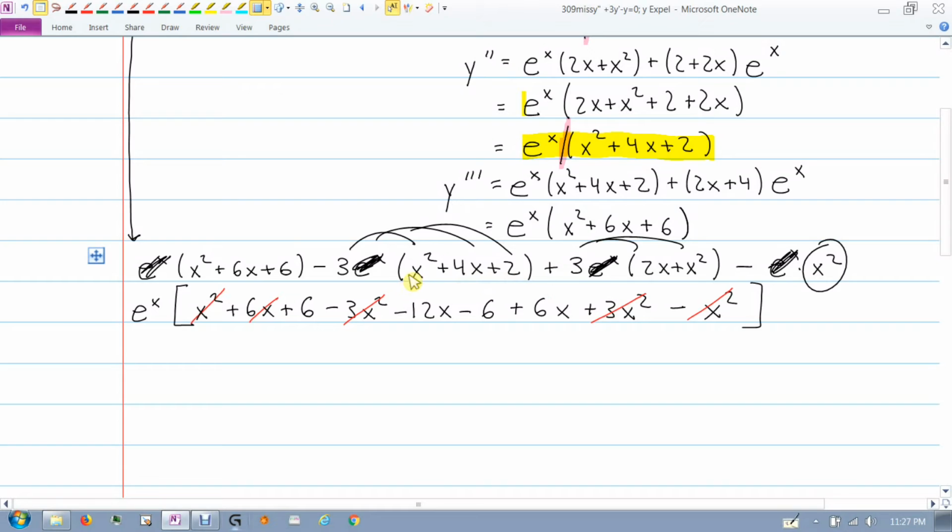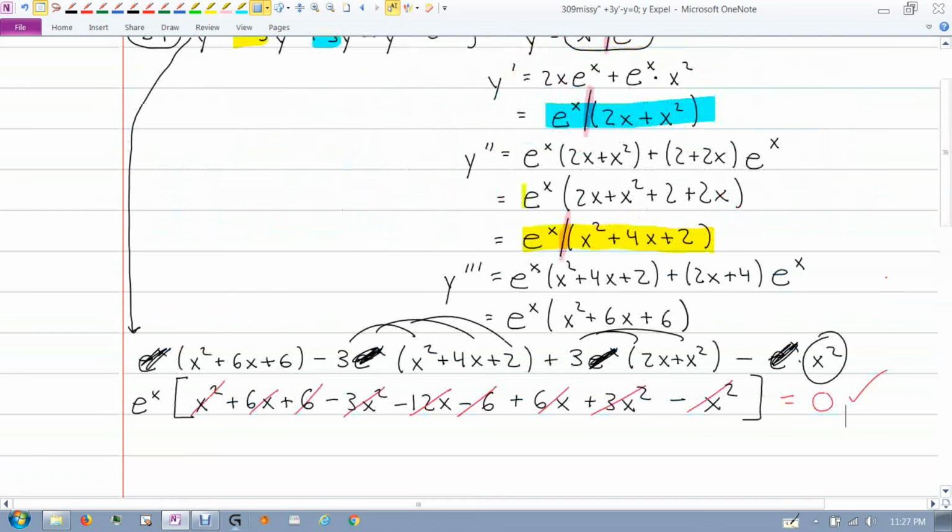Oh, I think I messed up. No, 6x. Oh, I see it. Okay, 6x and 6x is 12x, and then take away 12x. Okay, so that's 0. Then 6 and minus 6. Okay, yeah, it all works. So that equals 0. Check. Awesome.